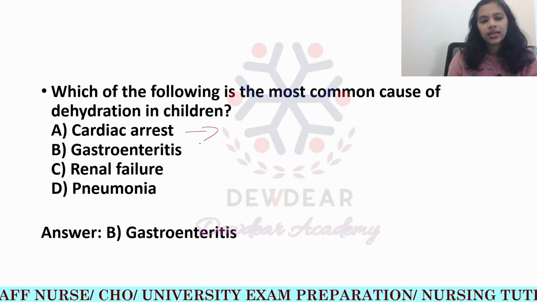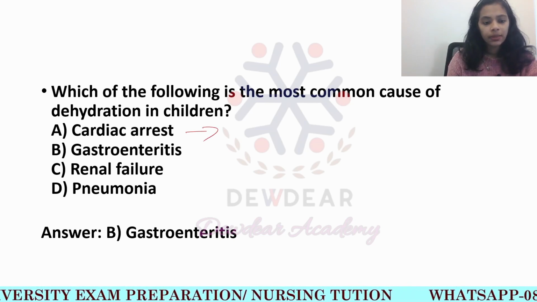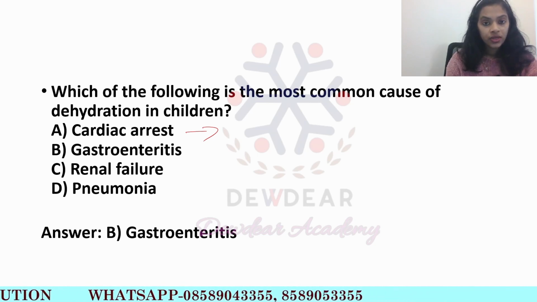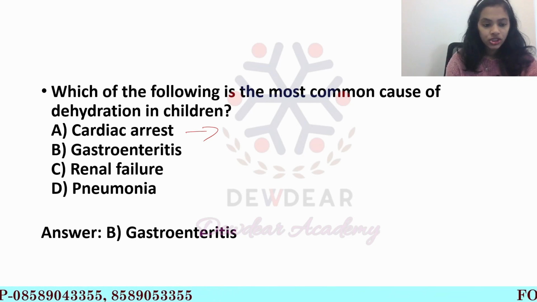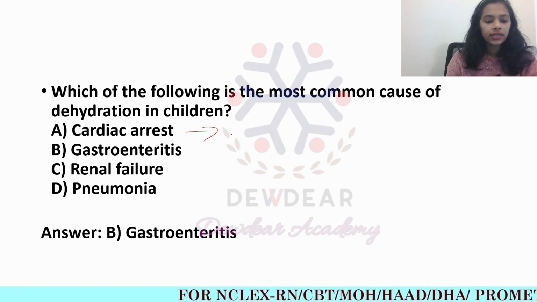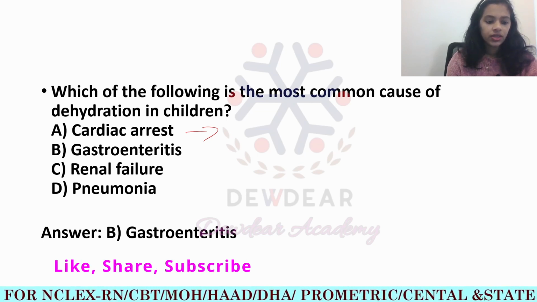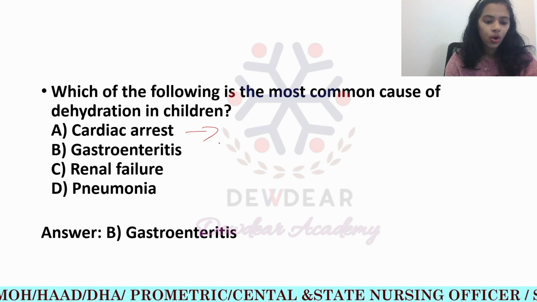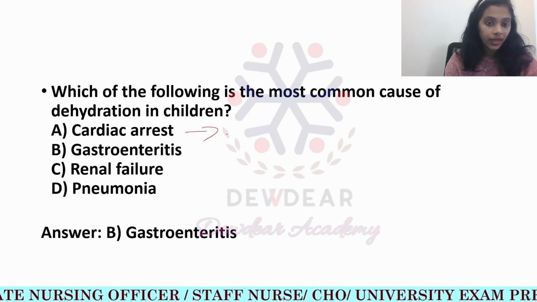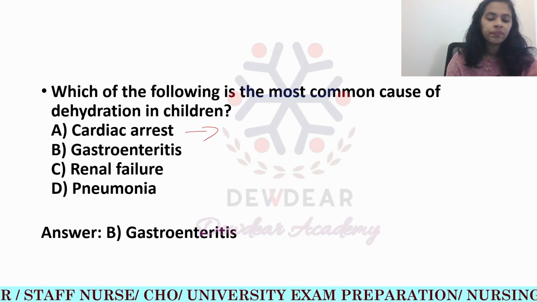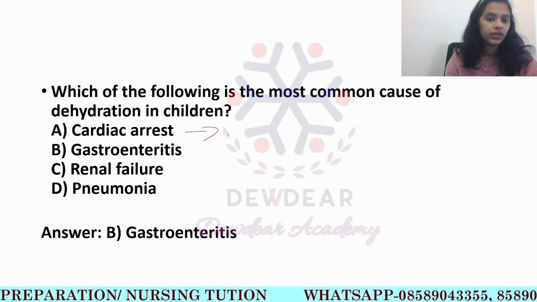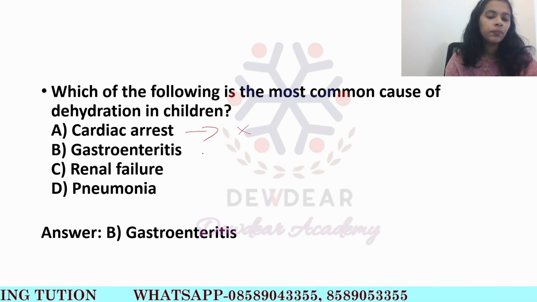Cardiac arrest is a critical condition, but we cannot consider that as a primary cause of dehydration. In case of severely ill patients, if there is shock or poor circulation, that can lead to cardiac arrest, and that may cause dehydration, but we cannot say that cardiac arrest is the leading cause of dehydration. So we are not considering this as the correct answer.